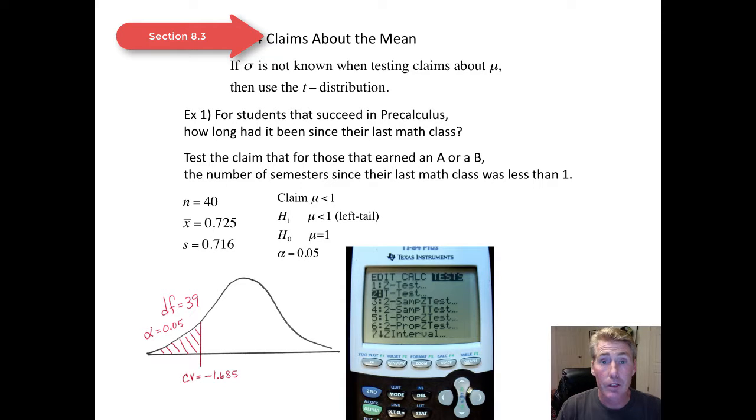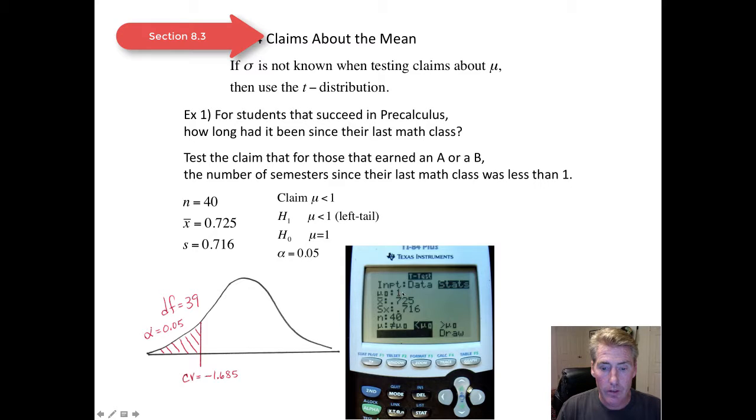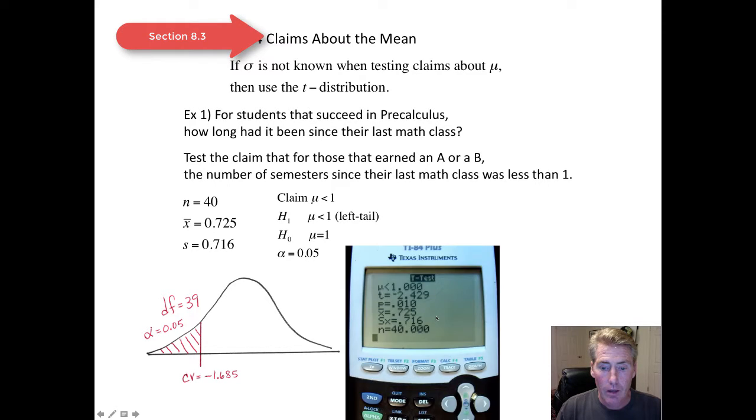I'm going to use the calculator. So go to Stat, move over to Tests, and this is a t-test. Type in the data. So right here is the number from H sub O. There's our mean and standard deviation with 40 people. And it's a left-tailed test, so this comes from H1. And then when you calculate, it says the test statistic is negative 2.429.